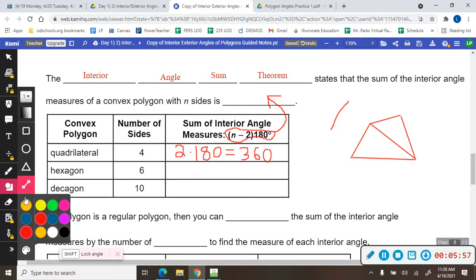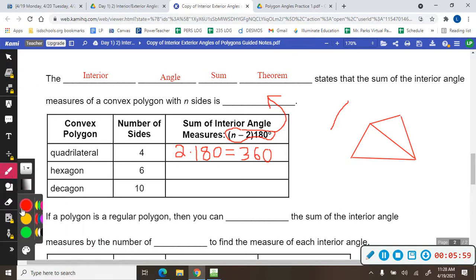For a hexagon, a hexagon has 6 sides. So you go 6 minus 2 is 4. You take that times 180. And 180 times 4 is 720.